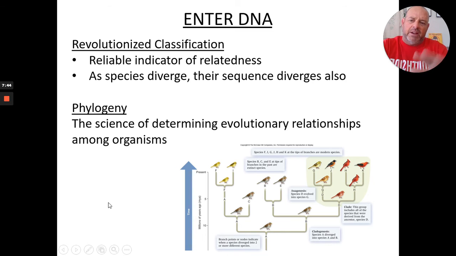This diagram down here is not too big a deal. I'll get into some details about diagrams like this coming up. But it's just looking at the evolutionary relationships among organisms, which we call phylogeny. So this is just kind of a family tree of different birds down here.